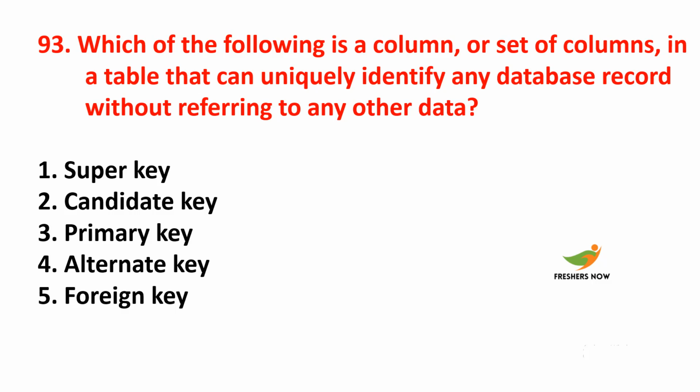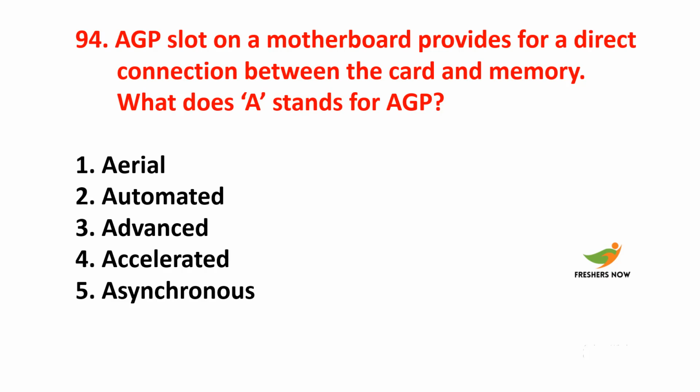93rd question. Which of the following is a column or set of columns in a table that can uniquely identify any database record without referring to any other data? And the answer is option 2, candidate key. 94th question. AGP slot on a motherboard provides for a direct connection between the card and memory. What does A stand for in AGP? And the answer is option 4, accelerated.